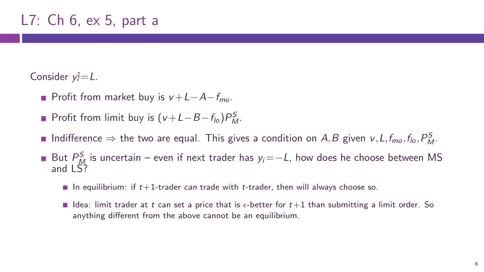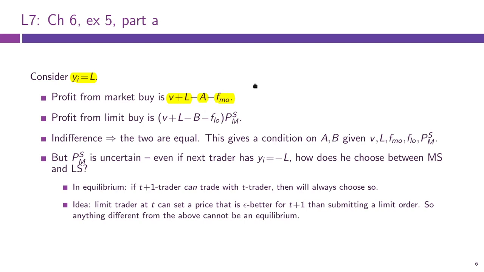Let's look at the buy side of the market. Let's look at the trader with a high valuation, with a high y_i. So what are the possible profits of this trader from market and limit order? If he submits a market order, assuming that the limit order book is non-empty, then he will get an asset that's worth V plus y, and y equals high, equals L. So y is positive. So he gets an asset that's worth V plus L to him. He pays A, and he also pays F_MO.